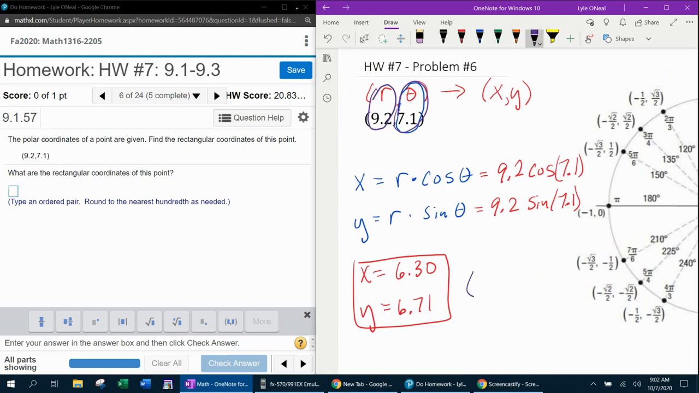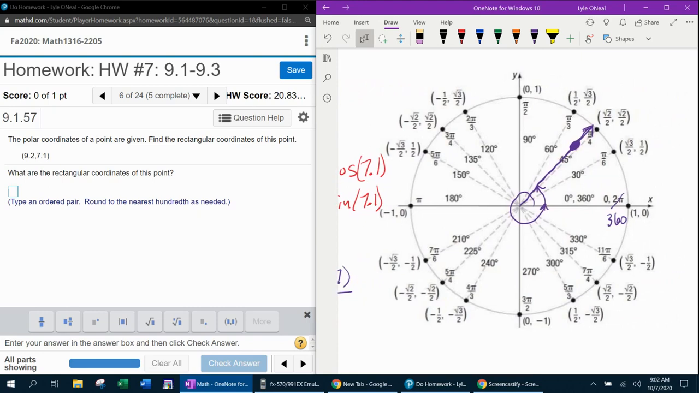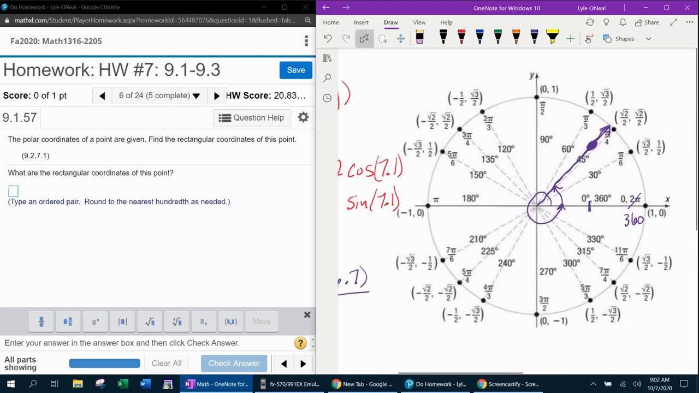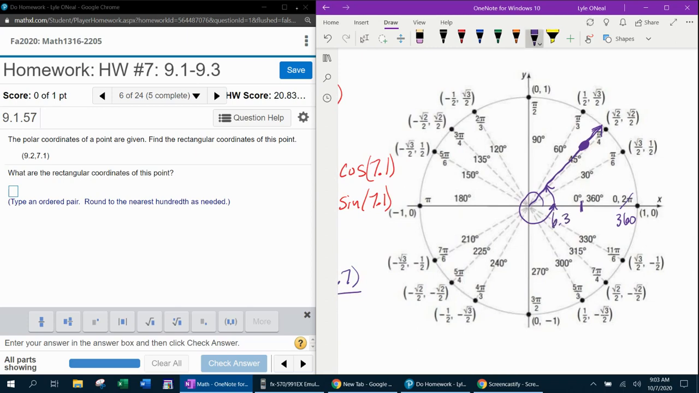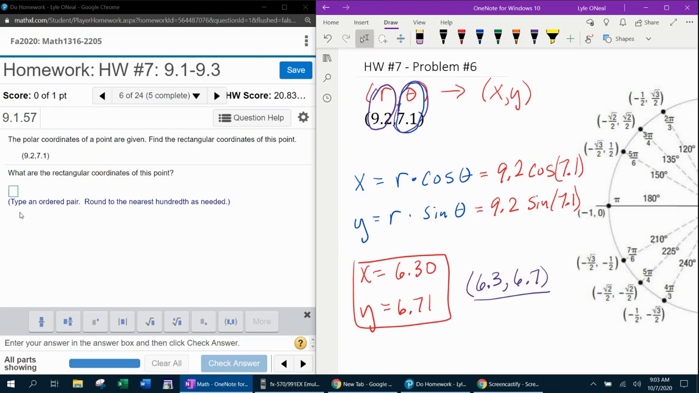What I want to know is, does the ordered pair 6.3, 6.7 also plot in quadrant 1? Well, the x and y are both positive, and so that says I'm going to go over 6.3 and then up 6.7. Notice that this ordered pair does look like it's a little bit higher than it is over from the origin. And so I feel really good about that ordered pair conversion being correct now that I've done that.